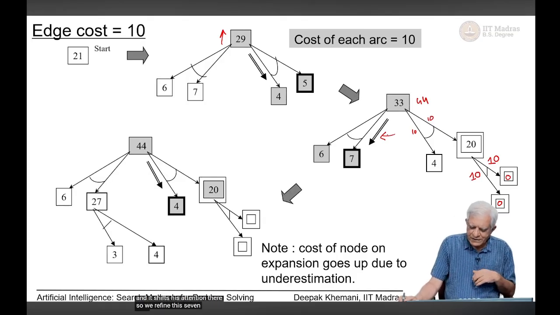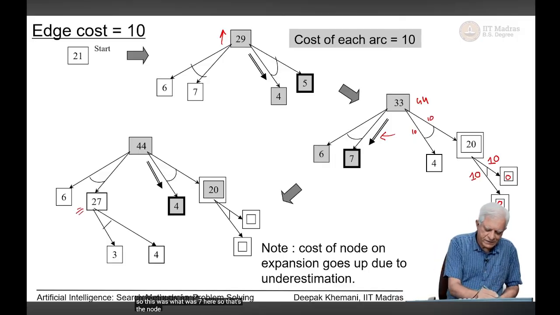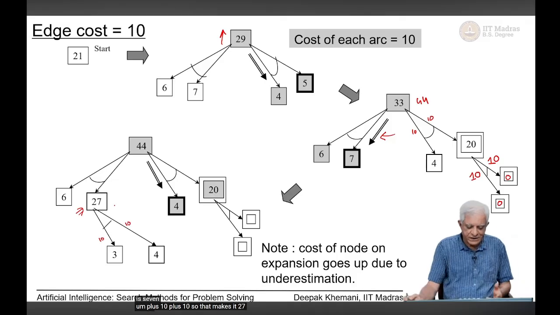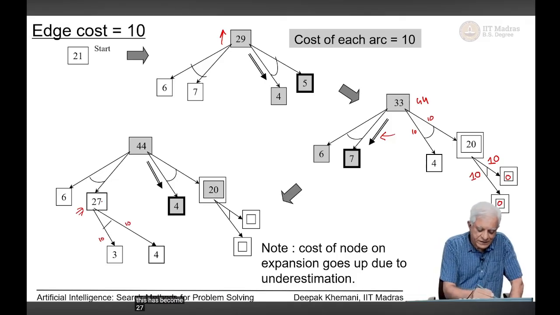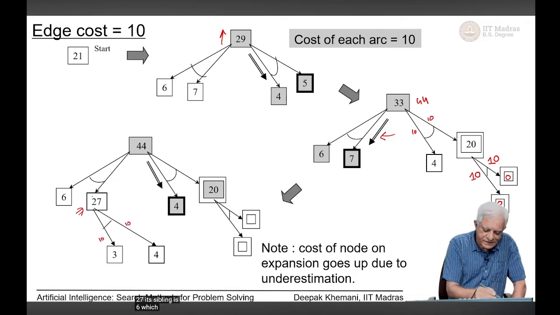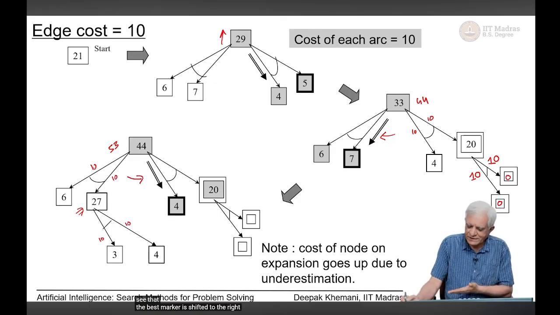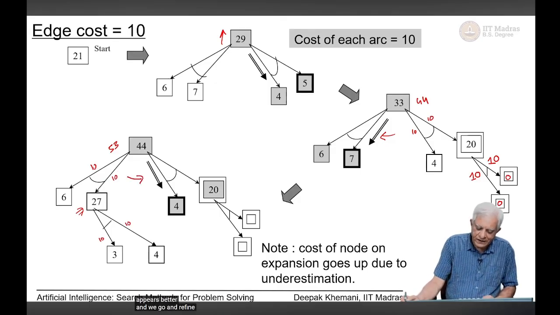So we define this 7 now, so this was what was 7 here. That's a node that we defined. And let us say that it has an AND choice below it with a cost of 3 plus 4, which is 7, plus 10 plus 10. So that makes it 27, which means this has become 27. Its sibling is 6, which is 33. So this has become 53 because of these extra 10s that are also sitting there. Again, you see that the best marker is shifted to the right hand side, because now suddenly that appears better, and we go and define this part, the node 4.